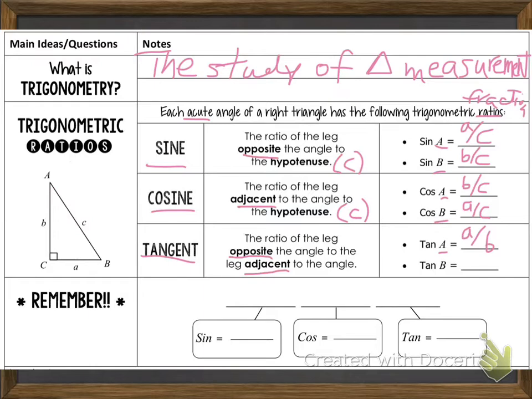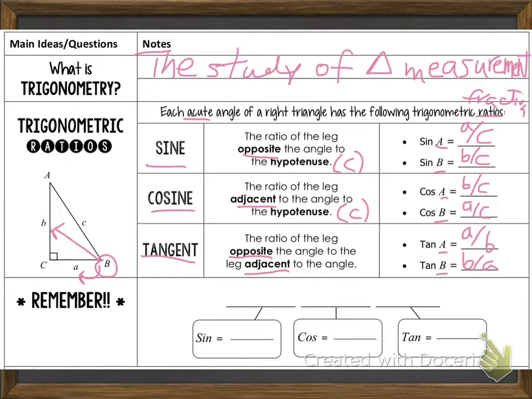So now for tangent of B, we're starting with angle B. And once again, you start with the opposite side. So it would be lowercase b, then side A. So in this case, tangent B would be B over A.